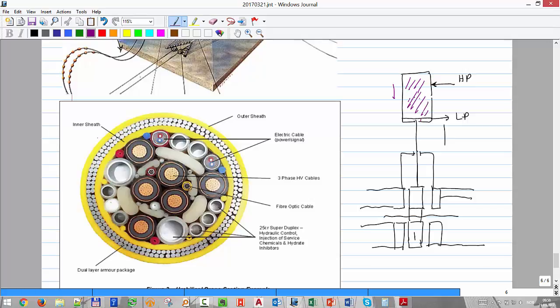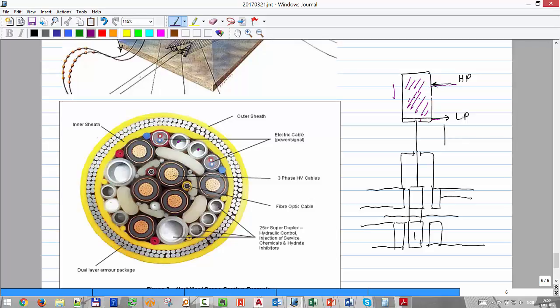But then when I want to open it, I have to put high pressure fluid on that side, and then the piston will move up, and then I have to drain from the low pressure side, from the low pressure hydraulics. So those lines, that's why I need some high pressure and low pressure. One is going to the actuator and the other coming back from the actuator.